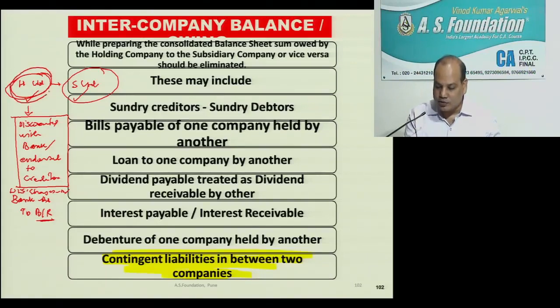Now in the books of H Limited, bills discounted with the bank is shown as a contingent liability in the separate financial statements, SFS. It is shown as a contingent liability, because the liability of H Limited will arise only if S Limited does not pay. But now we are going to prepare the group balance sheet. So in the group balance sheet, S Limited's balance sheet will contain bills payable.